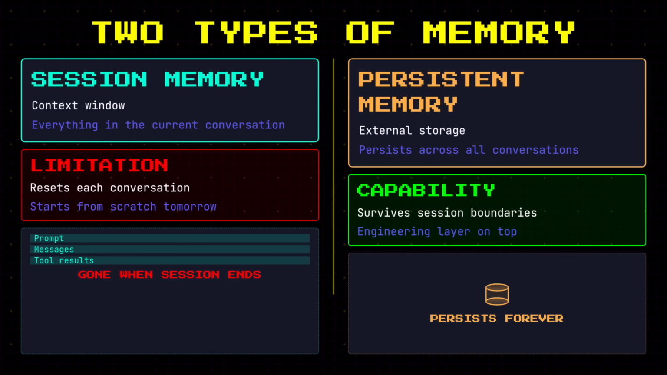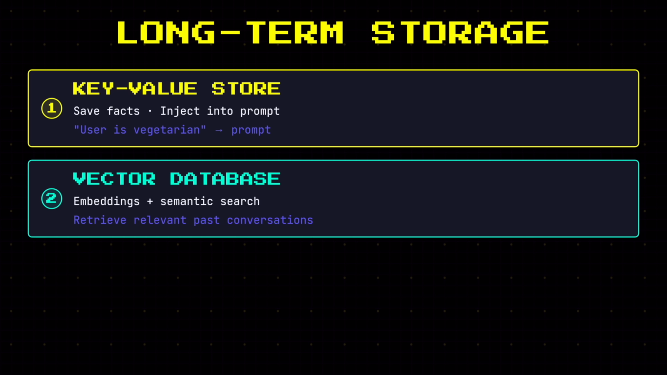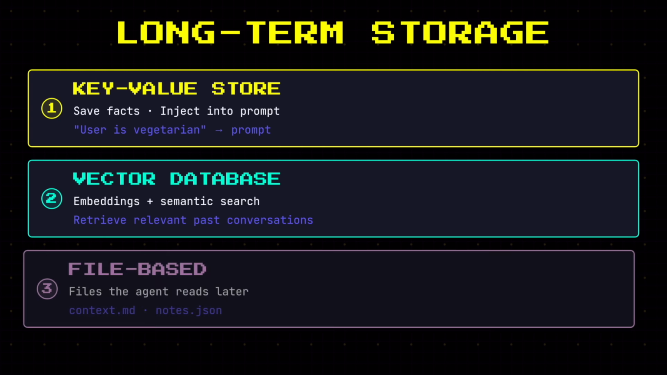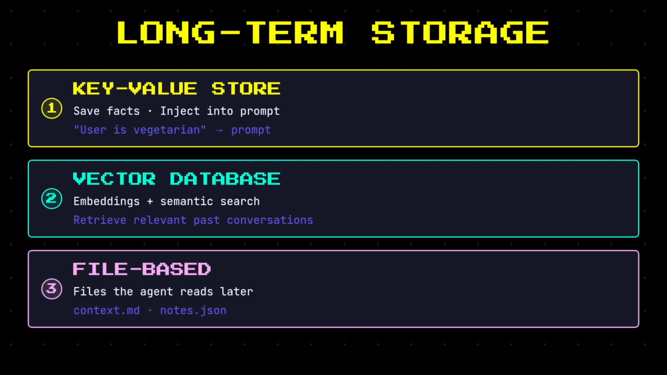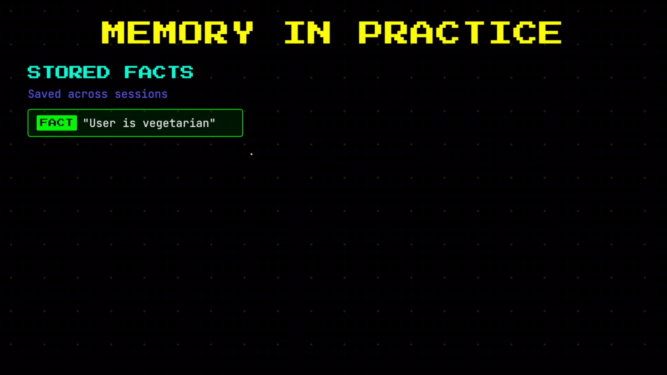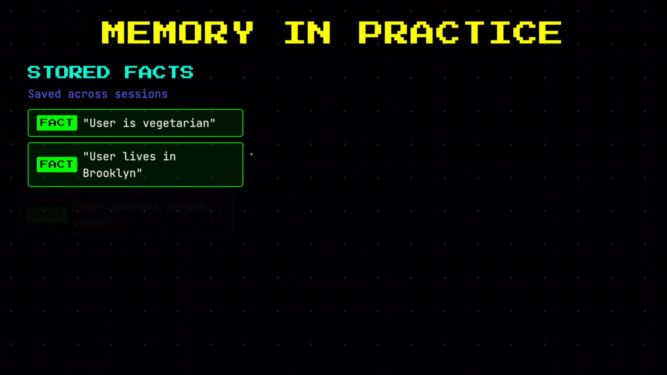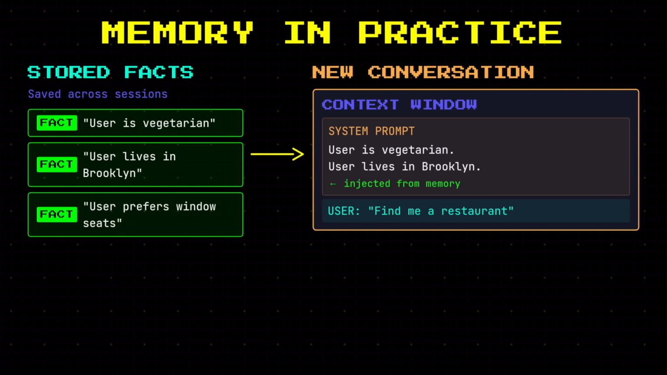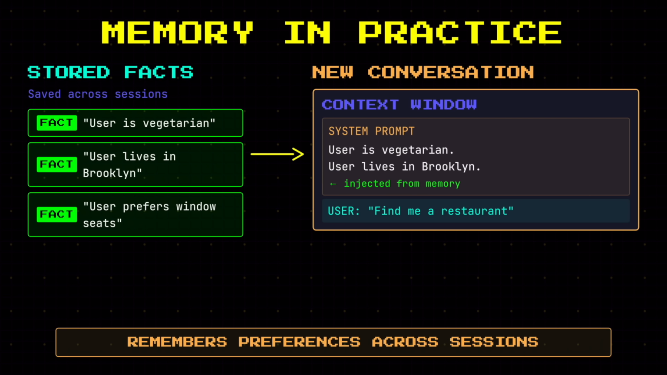Common approaches: a key-value store saves specific facts and injects them into the system prompt. A vector database stores past conversations as embeddings and retrieves relevant ones when needed. File-based memory writes important context to files the agent can read later. ChatGPT's memory feature is an example. It saves key facts like user is vegetarian or user lives in Brooklyn and loads them into each new conversation's context window. A personal assistant agent that remembers your preferences across sessions needs exactly this kind of long-term memory.